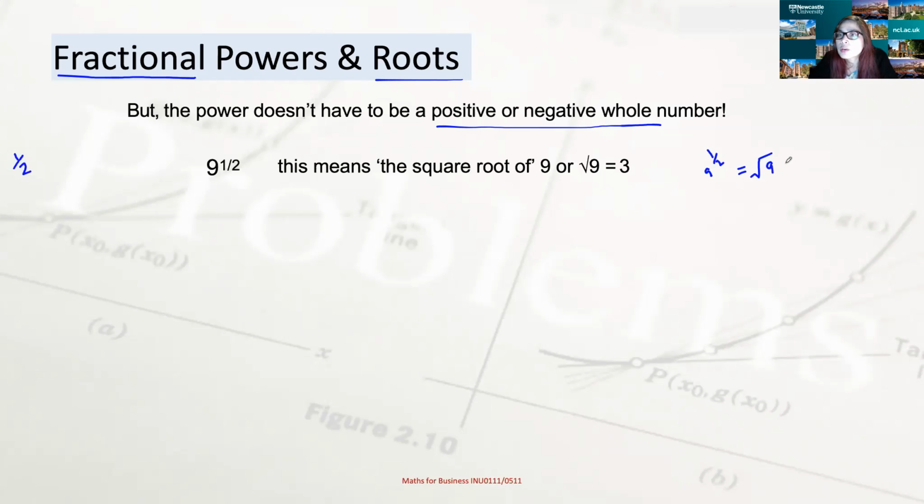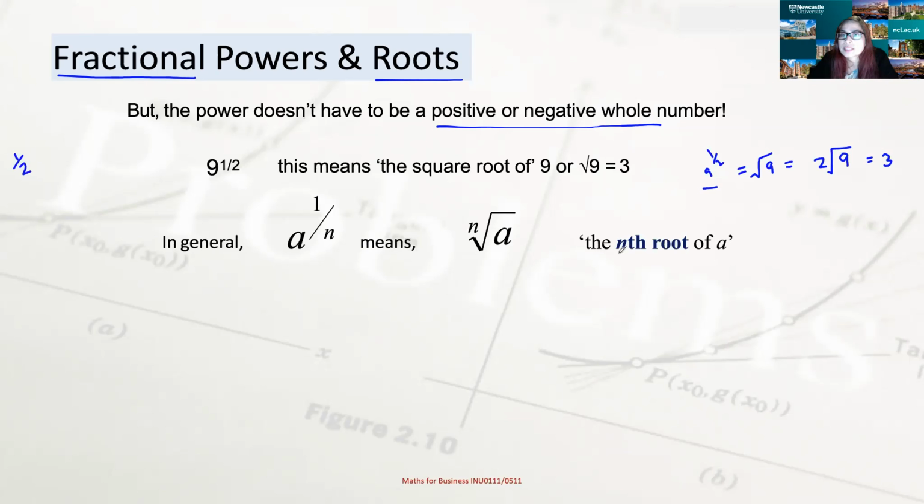You can also write this as square root of 9, like this. That's a simple way of writing this as a power. All these are the same. If you simplify it, square root of 9 is 3. Good. Similarly, in general, a to the power of 1 over n is nothing but the nth root of a.